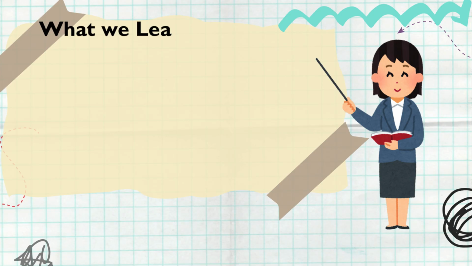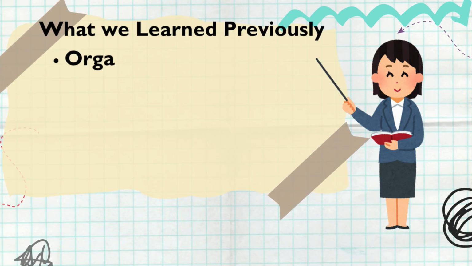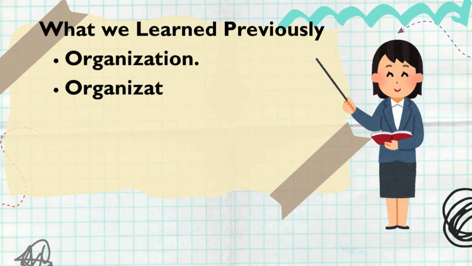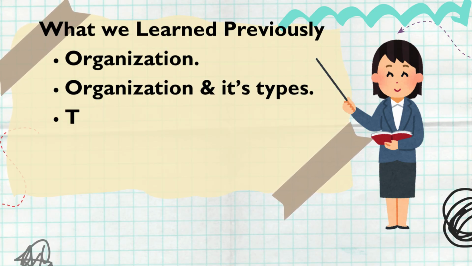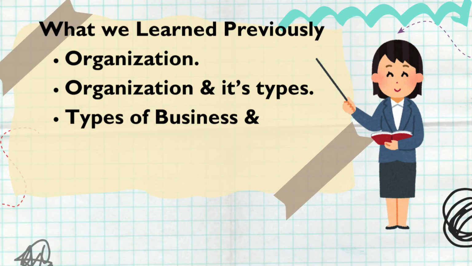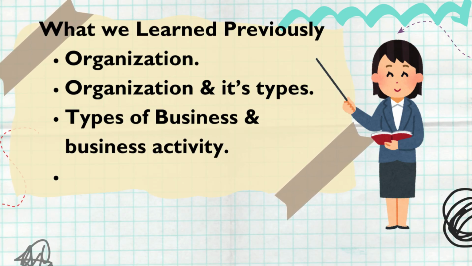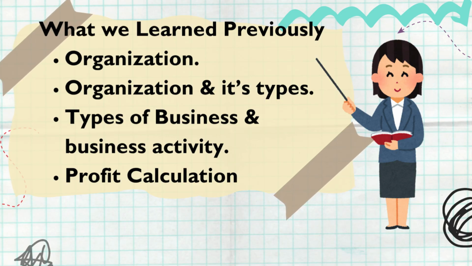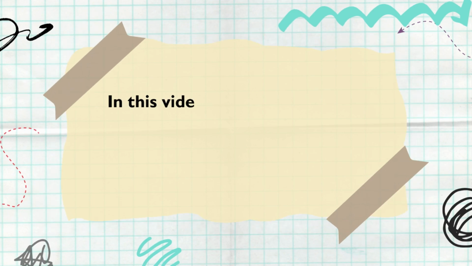In our previous lecture, we learned what an organization is, its different types, and the various types of businesses. We also discussed the activities performed by each type of business, and simple profit calculation. From this lecture onward, most of our discussions will be based on the trading business unless I specifically mention another type of business. Therefore, whenever I use the term business in the upcoming lectures, it should be understood as a trading business unless stated otherwise. In this video, we will learn about trading business and the heads of accounting.